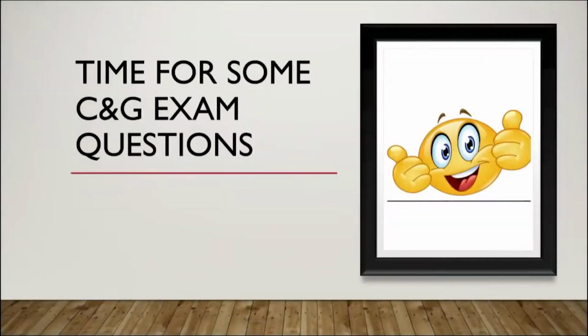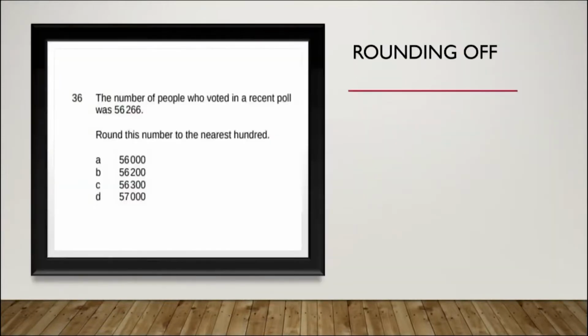All right, so you know what time it is. It's time for exam questions. So let us look at the first question of the day. The number of people who voted in a recent poll was 56,266. The question asks you to round this number to the nearest 100.